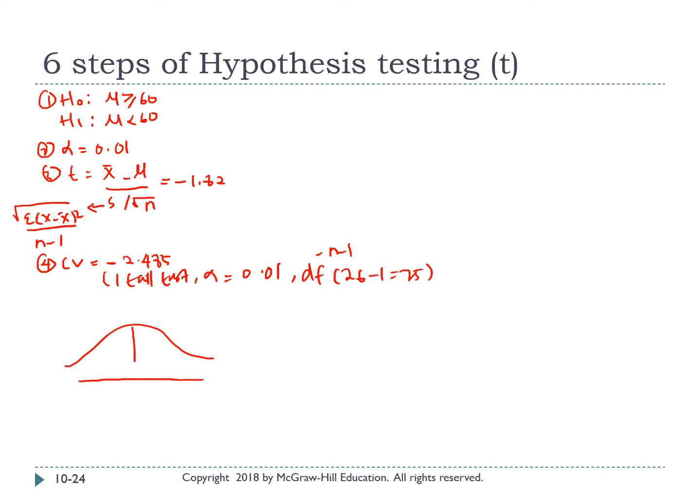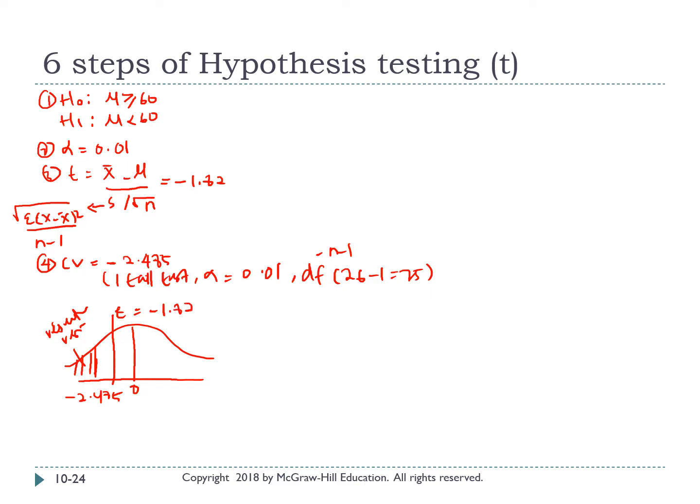Next, we have to draw our diagram nicely. In the middle is 0. CV is negative. We should look at it from the left side of our diagram, which is negative 2.485. This shaded area is called the rejection region. Where is our t value? It should be somewhere here. T equal to negative 1.82.